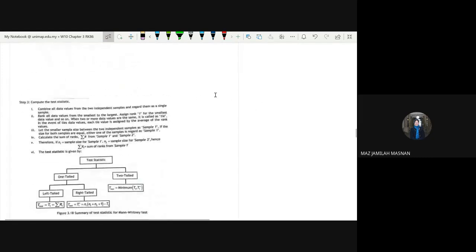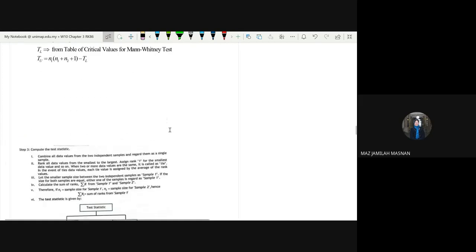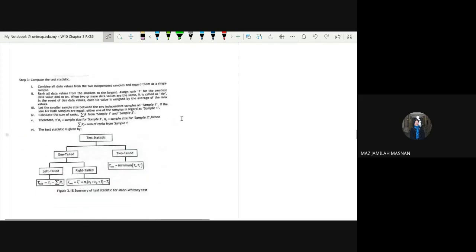Okay, in terms of steps, you still have 5 steps. It's just that for the Mann-Whitney test, step number 1, you will have your null and alternative statements. Step number 2, you will have to find the critical value. The way you find the critical value will be a bit different, where you have to find it from your table. Okay, so you will have to find also the p-value. Okay, and then step 3.